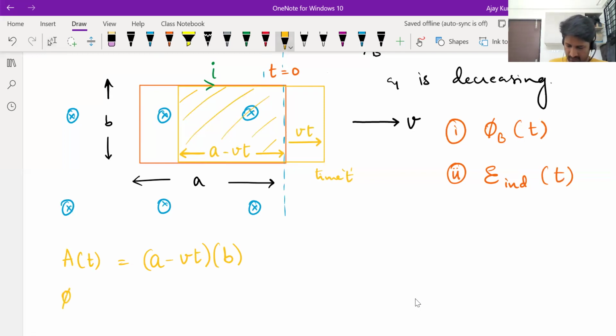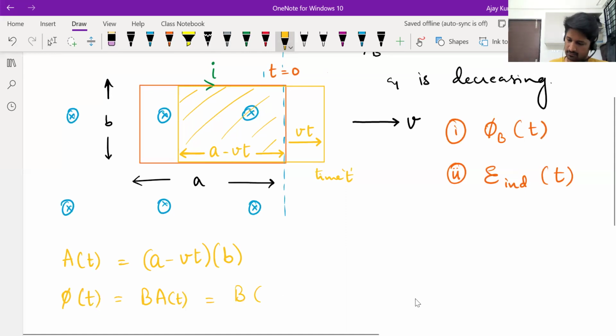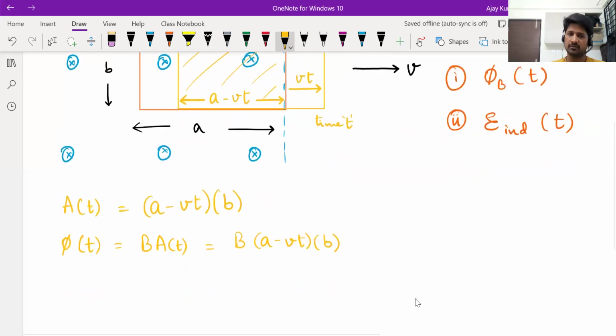So flux here as a function of time will be magnetic field B multiplied with the area as a function of time. So capital B into (A minus Vt) into b. That's all. Magnetic field multiplied with the area through which the field is passing. That is flux as a function of time. Differentiate that, you will get induced EMF as a function of time. Faraday's law.